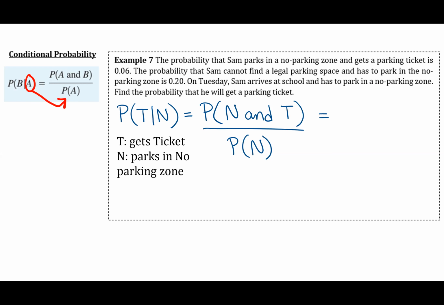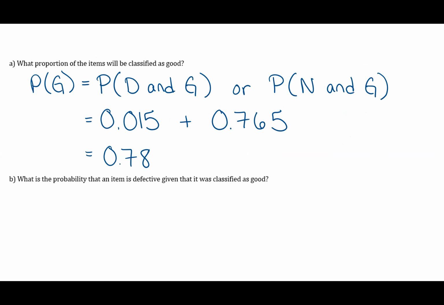So we're going to divide by the probability that he parked in a no parking zone. They should give us both of these, so it should be an easy question from here. It was a 0.06 probability that he parked in a no parking zone and got a ticket, and the probability that he had to park in a no parking zone is 0.2. So it's just 0.06 divided by 0.2, which comes out to be 0.3. Cool. Now that we have that formula in hand, we can go back and do problem B: what is the probability that an item is defective given that it was classified as good?